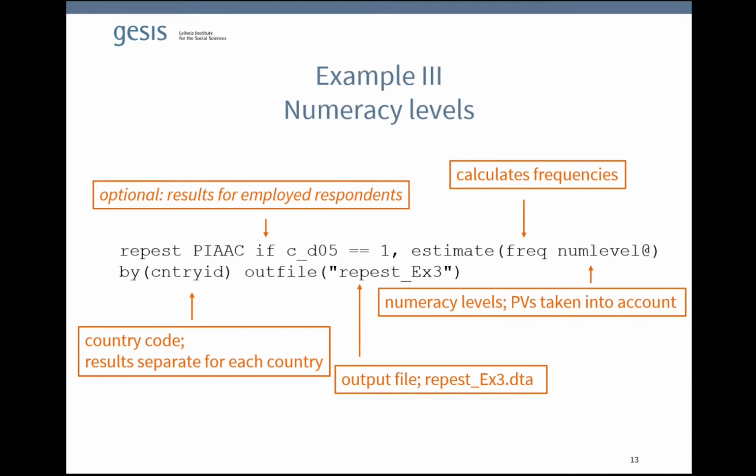With the by option, we calculate the results separately for all countries. And this time, we also use an output file, which we call Repest example3, and this will be in Stata format. We have a closer look at the format when we look at the examples in Stata.